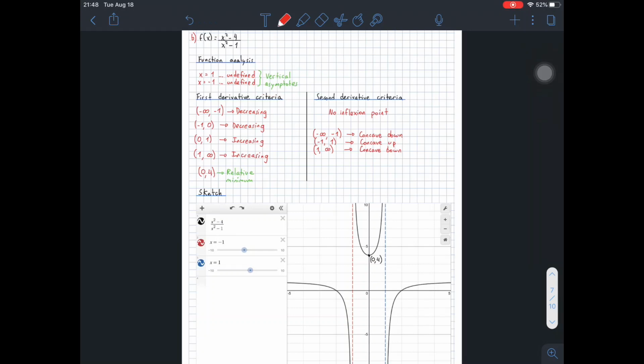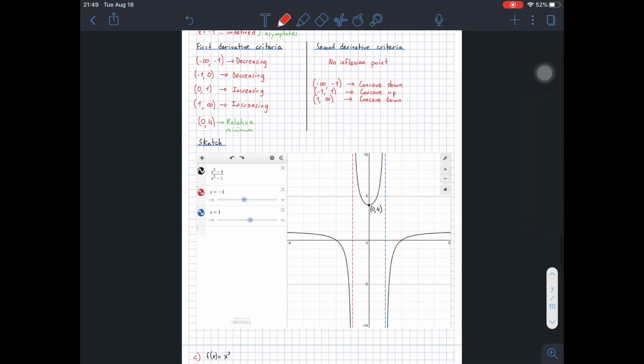Remember, the equation x equals something corresponds to the equation of a vertical line, okay? So we have two vertical asymptotes at 1 and -1. If you take a look at the graph, that's exactly what we see. This value over here is -1, and this value over here is +1. Both of these lines are vertical asymptotes of the function, okay?